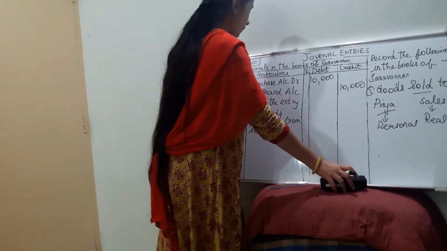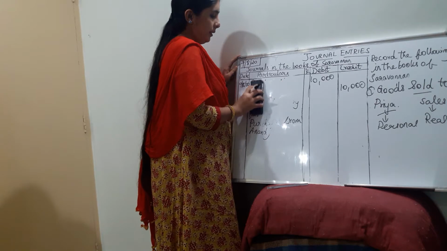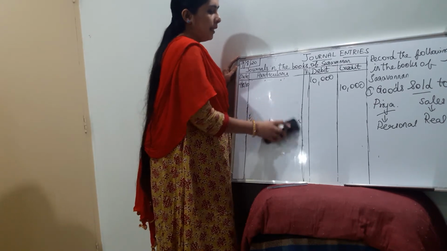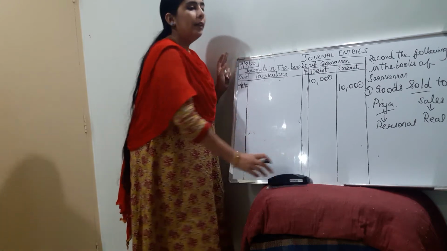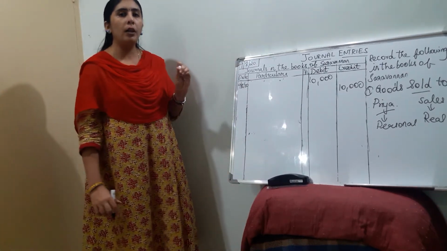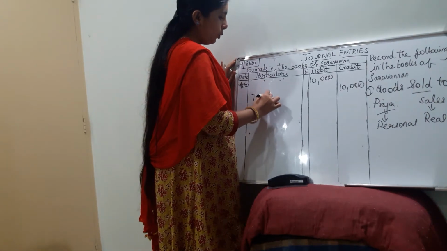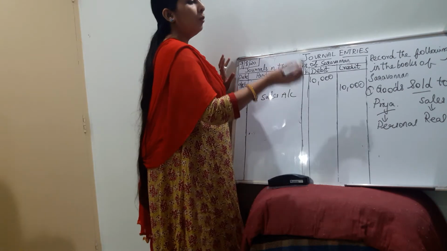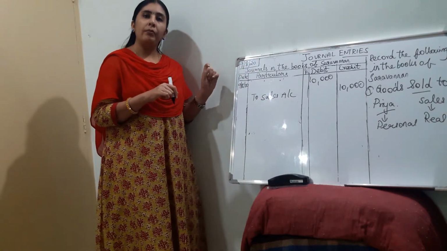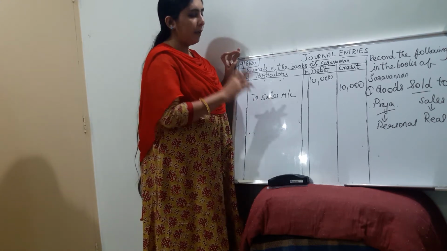So how can the transaction be? You are selling something, sales is a real account, and what is the rule for real account? Debit what comes in, credit what goes out. You have sold something, so to sales, obviously it is a credit, no other go. Then to whom are you selling? Priya. So debit what comes in, credit what goes out, hence we have recorded sale.